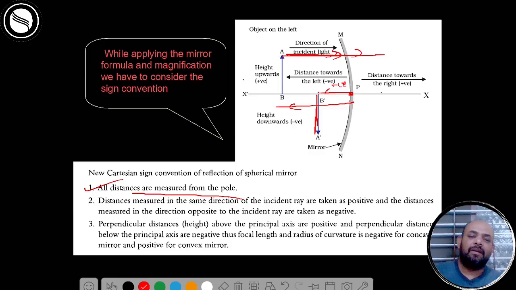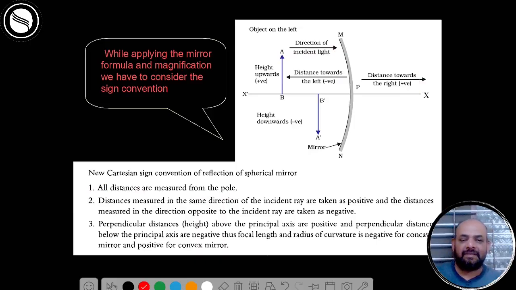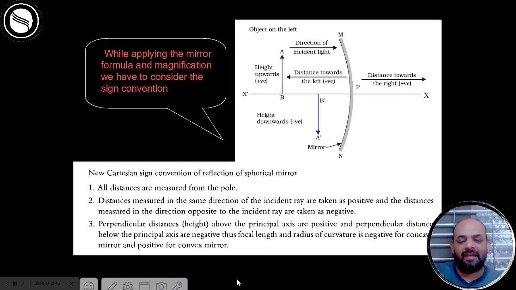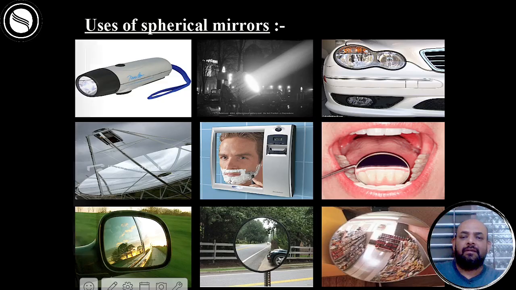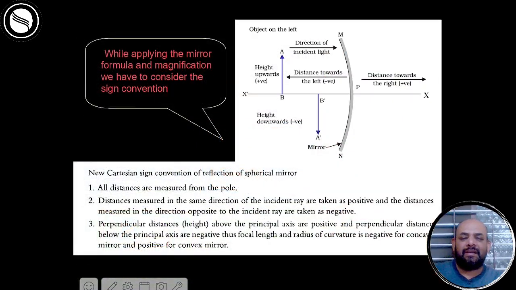If you are going in the direction, suppose the image is from here, in the direction of the incident ray, in that case it will be positive. So in terms of the direction of the incident ray, we can define positive and negative. If you are measuring something in the direction of the incident ray, then it is positive. If you are going against the direction of the incident ray, then it will be negative. So that was the last important topic.